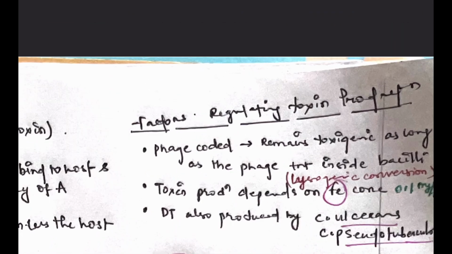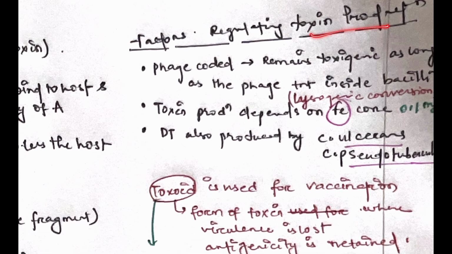Now, what are the factors regulating the toxin production? Since this is phage coded, they will remain toxigenic as long as the phage is present inside the bacilli.